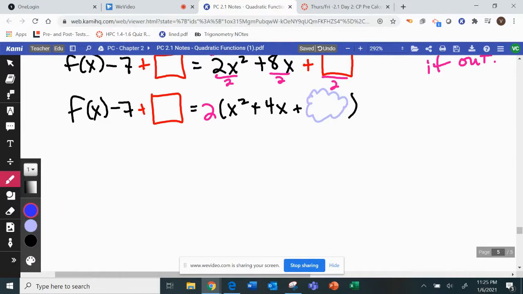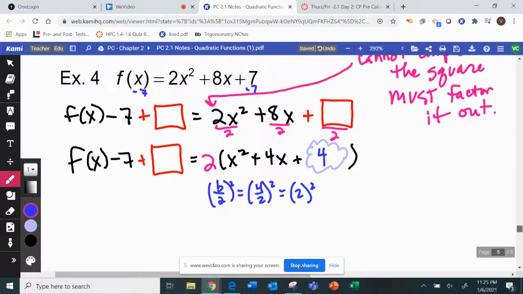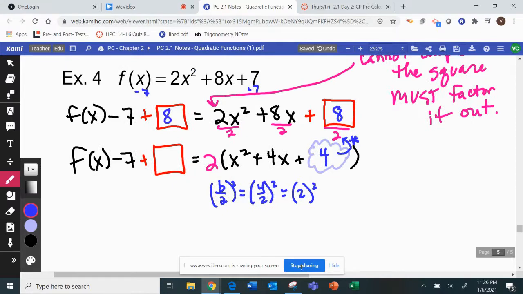Okay, my next step is to do b divided by 2 squared, so I can fill in the fluffy cloud. So 4 divided by 2 squared is 2 squared, which is 4. But 4 does not go in the red box. Because we took 2 out of the red box and got 4, we have to put it back in. So I'm going to have to take 4 and multiply it by 2, and then I get 8. So 8 is what goes in the other side of the equation.